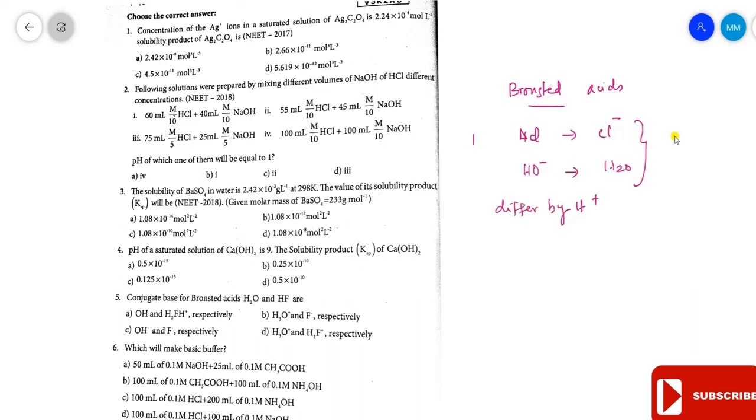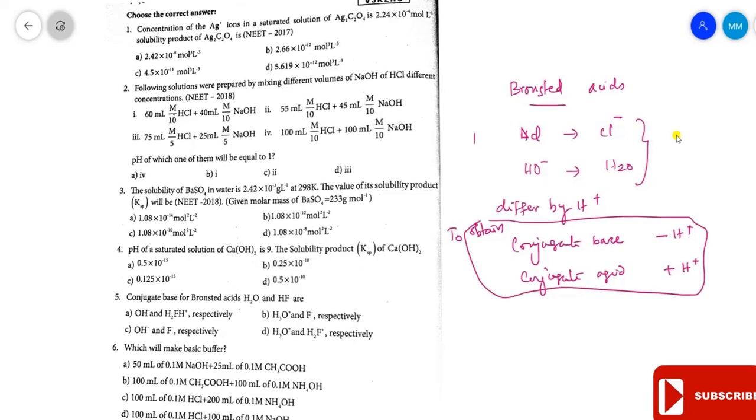Conjugate acid and base differ by one proton. To obtain the conjugate base, remove one H plus ion. To obtain the conjugate acid, add one proton, that is H plus. So this is the concept to obtain the conjugate acid and base.